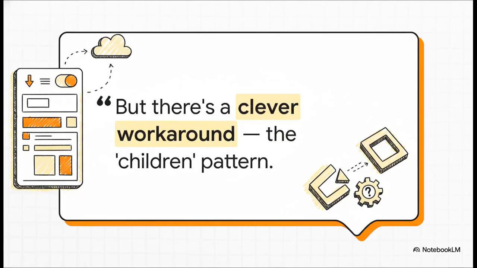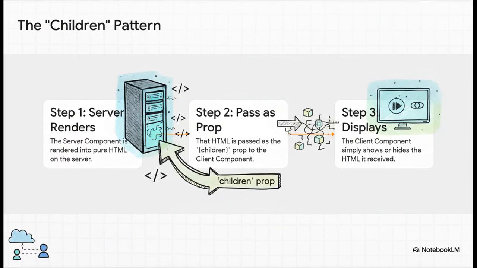What if you have, say, an interactive layout component that needs to display some rich content that can only be fetched on the server? You might think you're stuck, but for that, there's this really elegant, clever pattern we can use. Okay, check this out. It's called the children prop pattern, and here's the magic. First, way back on the server, your server component runs and gets turned into just plain old HTML. Then, that finished block of HTML gets handed over to your client component as a prop, specifically the children prop.